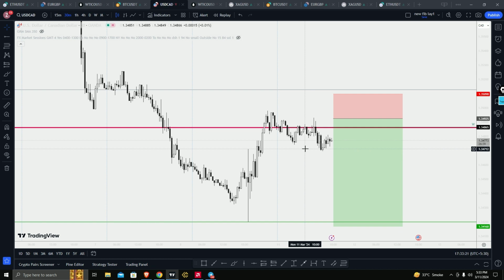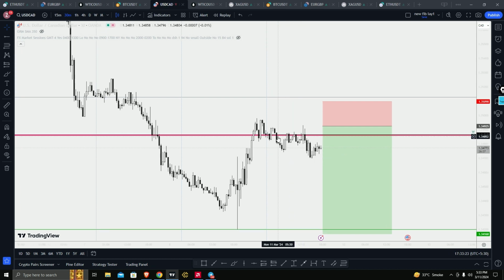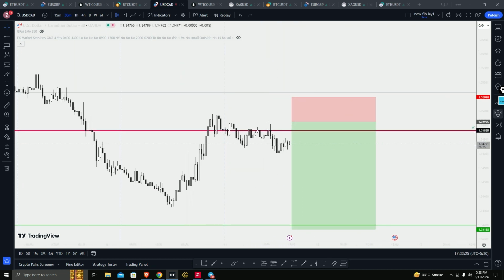So yeah, that is going to be the plan for USD CAD. Although I need another low. So I need another low there, and once that happens, entry in there, target there. During CPI, entry in there, target there. Let's have a look at the GMA.